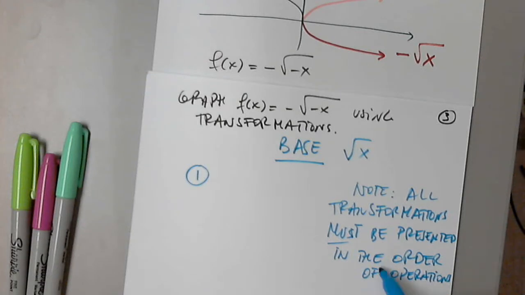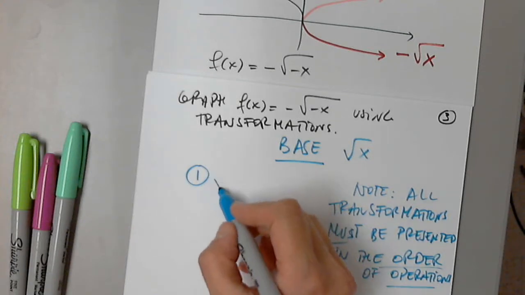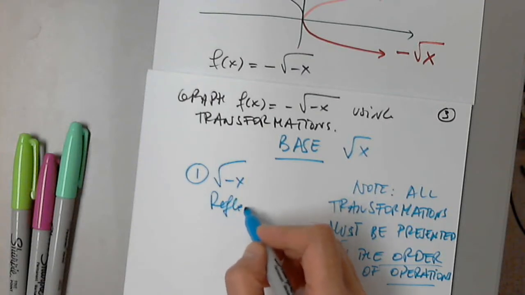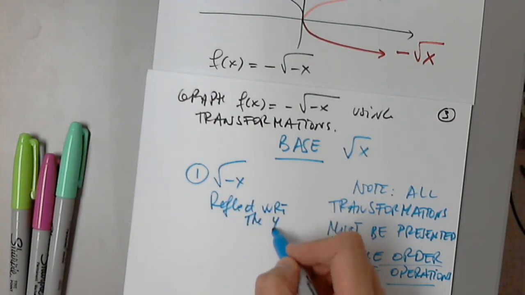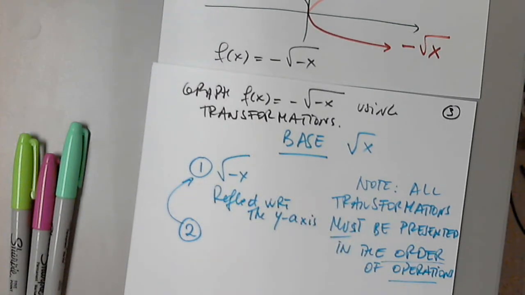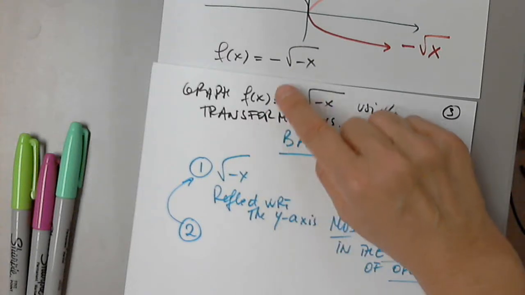So in the order of operations, which transformation do we apply first to this function? Exactly. Which is a reflection with respect to the y-axis. Reflect with respect to the y-axis. Now function 2 is a transformation on function 1. Transformation 2 is not a transformation on the base function. Transformation 2 is on function 1. So now I'm comparing not this, but I'm comparing this to identify what needs to be done.